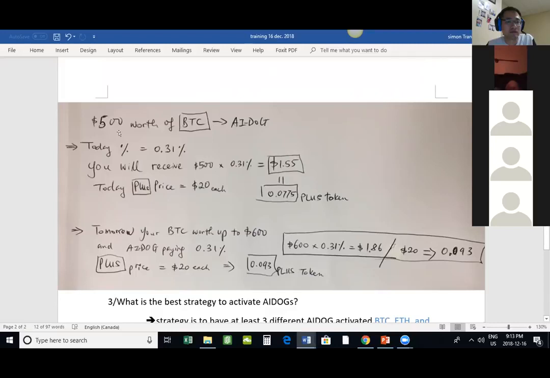$500 worth of Bitcoin. So they will use $600 multiplied by 0.31%, and then you will get $1.86 instead of $1.55. And then they will also divide by the Plustoken price, $20, and then you will get 0.093. That's how you calculate how much Plustoken you're getting every single day. You use whatever you're holding, multiplied by the percentage of performance that day.